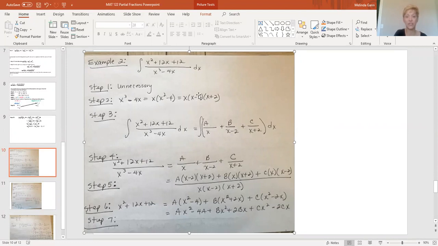So make sure that you fully factor that denominator. Now, each of these terms is linear. They're not like an x squared or an x to the 4th power. So you put single capital letters over each one.